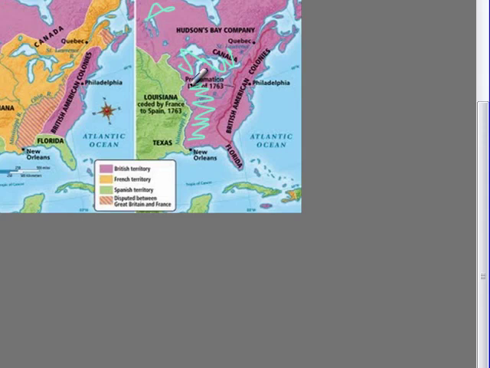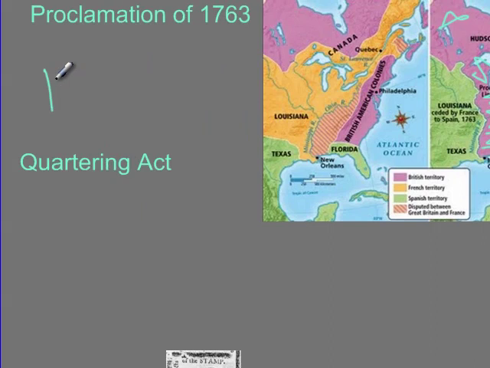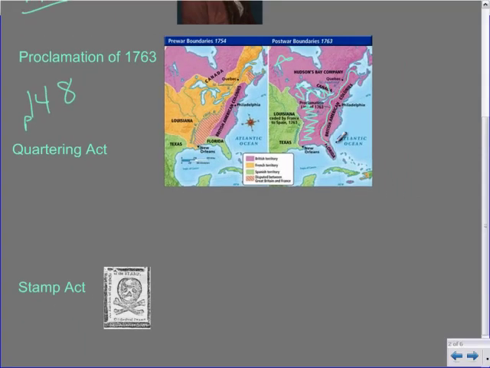And what happens is, after the war, there's a whole bunch of conflicts with Native Americans, and the British are having to spend a lot of money protecting people from the Native Americans. And they say, well, we'll fix this. We'll just say, hey, don't go out there. You can't go out there. So they put in the Proclamation of 1763, which is on page 148. And this red line right here, now it's blue, is the Proclamation of 1763.